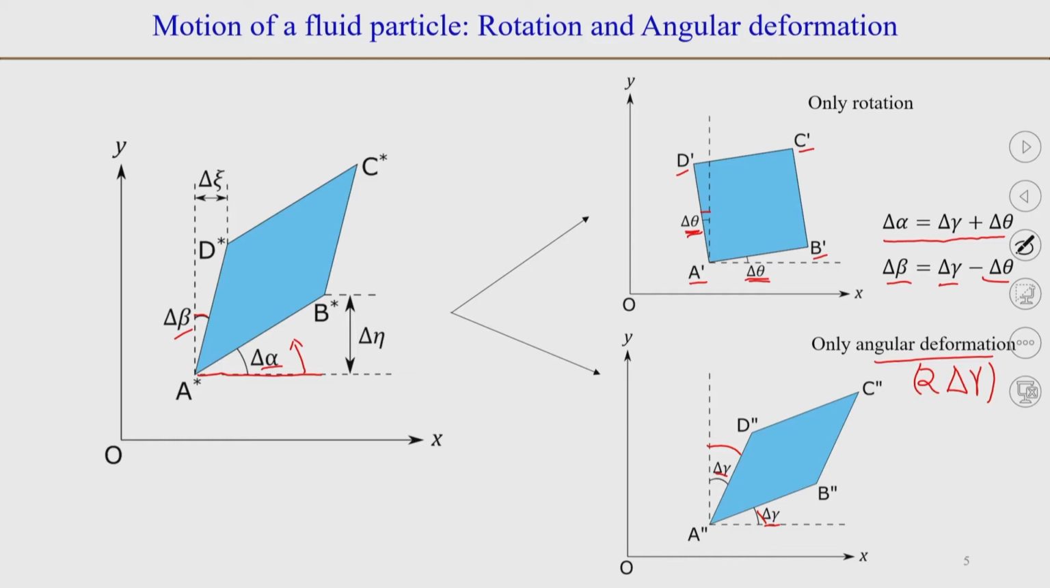Now, our goal is to relate these angular movements delta alpha and delta beta, or thereby delta gamma and delta theta, because having known delta alpha and delta beta, we can solve these two equations and find delta gamma and delta theta. So, we need to relate it with the velocity of the fluid, or the velocity field of the fluid.